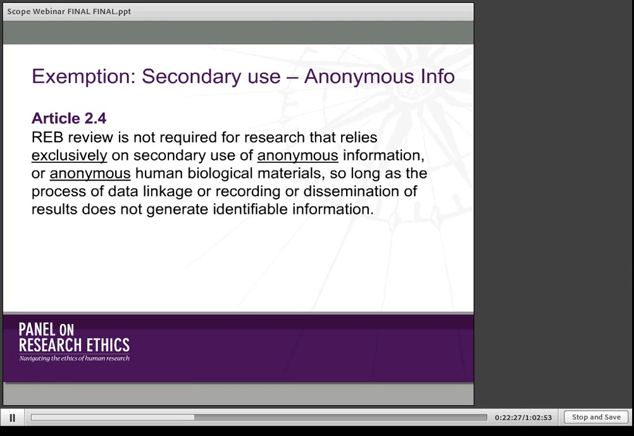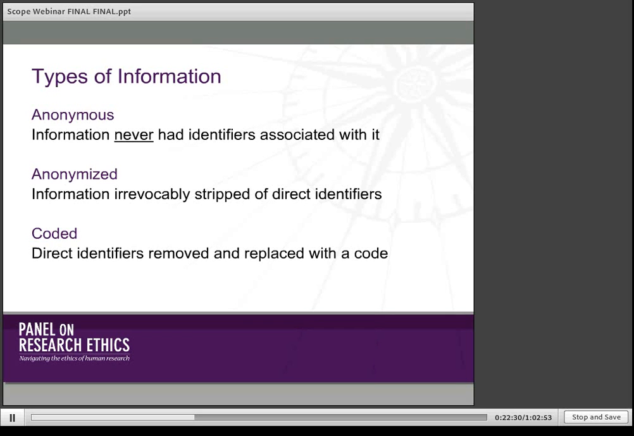Next slide, types of information. Anonymous in this article has a very specific definition, that is, never having had identifiers associated with it. This is as distinct from anonymized or coded information, which are also defined here. As you can see, the risks get higher as we move from anonymous to coded.